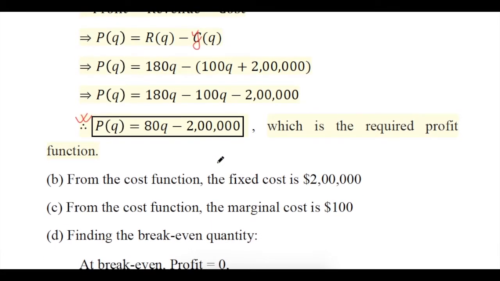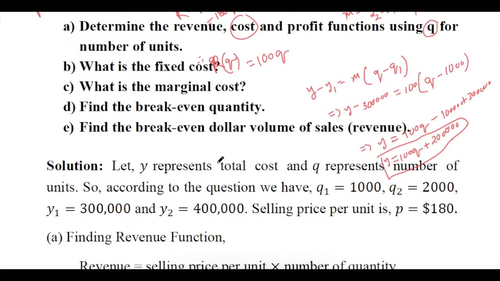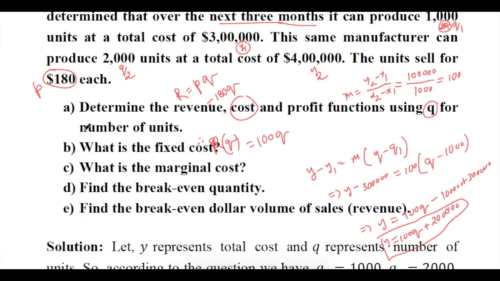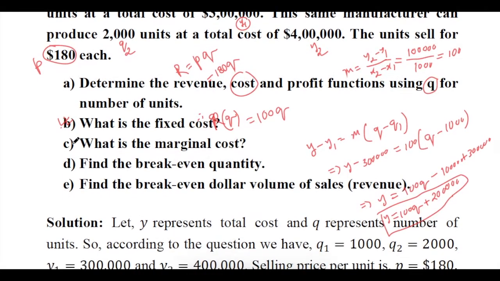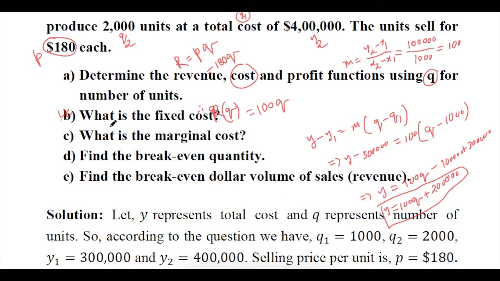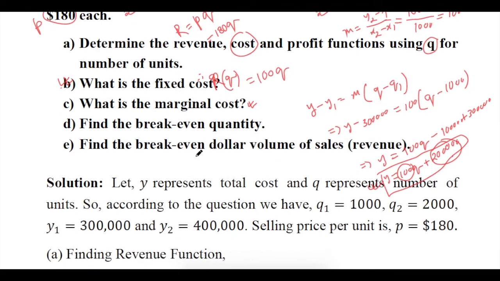And now what is the second part of this question? B. What is the fixed cost? I know the fixed cost will be the y-intercept in the cost function. So the fixed cost will be $200,000. And what is the marginal cost? This is also the coefficient of Q in the cost function, which is 100. $100 is the marginal cost.